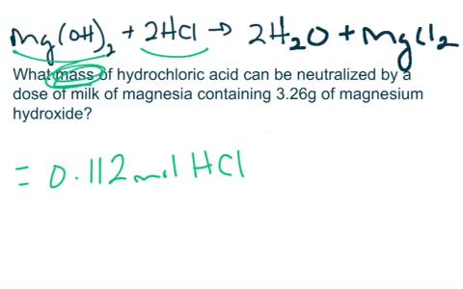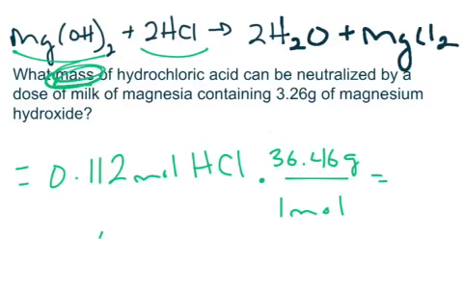This question specifically reminds you that you should really turn this into mass. So we're going to say 1 mole of hydrochloric acid is equal to 36.46 grams. I'm doing that in my head, so I'm sorry if that's not exactly correct. And then final answer, 0.112 is 4.08 grams of hydrochloric acid.